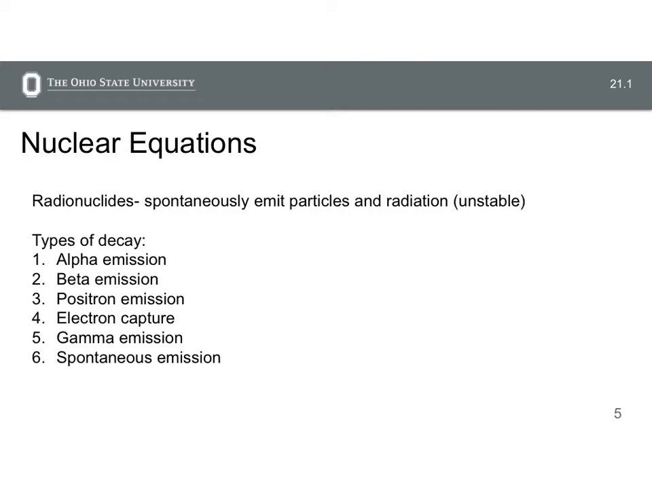So the first thing we're going to look at are different types of decay and writing nuclear equations involving those different types of decay. There's a number of different ones that we're going to look at, and we're going to look at how these different radionuclides, things that are radioactive, emit particles or radiation. So basically we're going to see a number of unstable nuclides and how they decay.